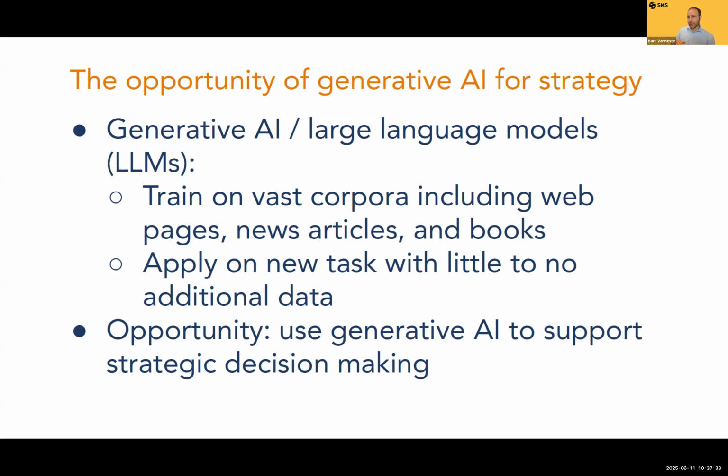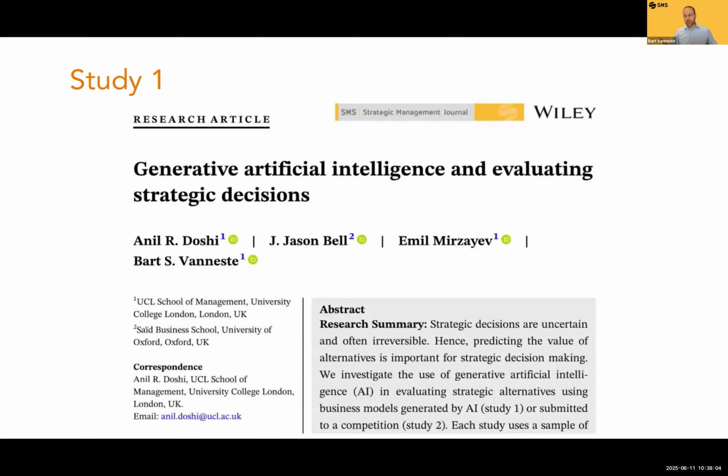So this is just a general agenda setting. I think supervised learning was great for the field and as a research method. But for studying strategic decisions, generative AI has some properties which can be especially appealing to us as researchers. So let me just highlight two studies that I've been involved in. The first is in SMJ, and the strategic decision there is selecting a business model for a startup.